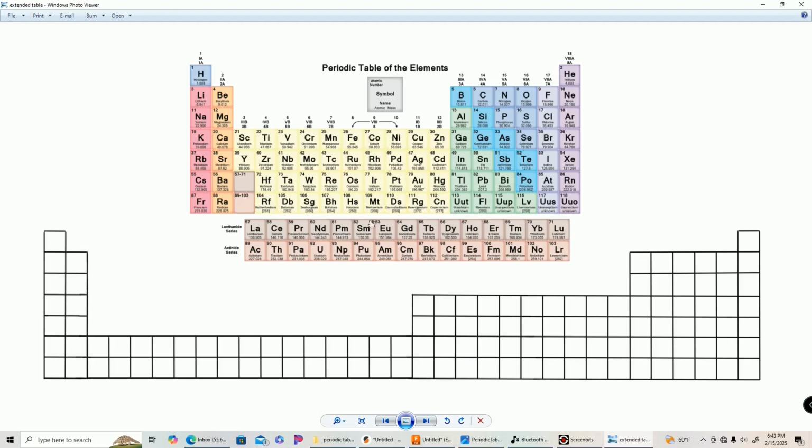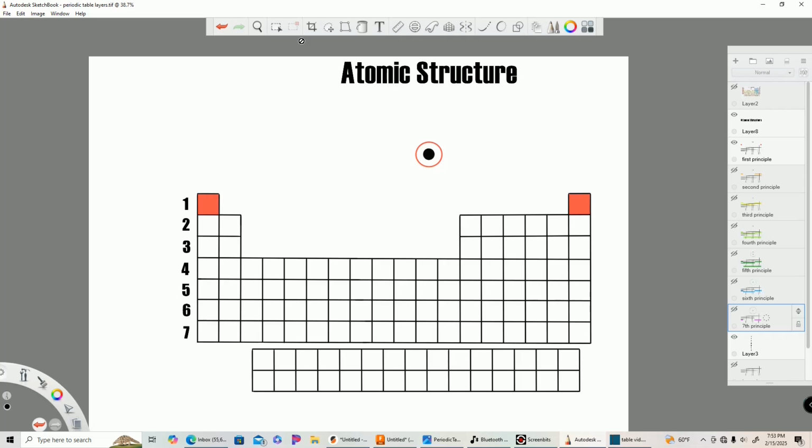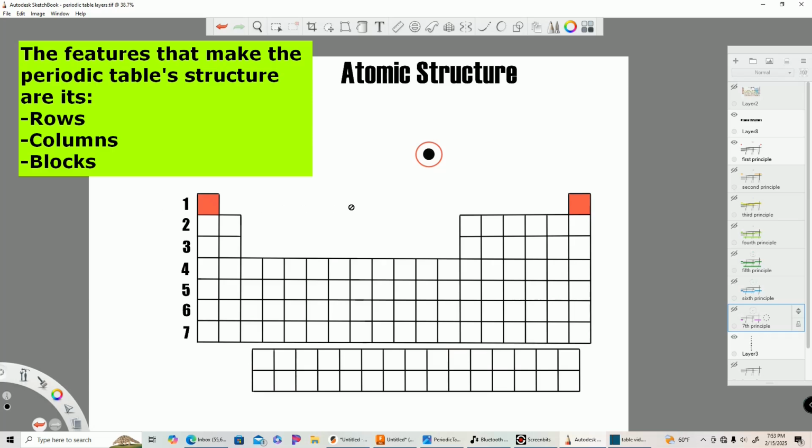But you pretty much always see the periodic table in this format right here, and that's because it's not as long and it's a lot easier to put into documents like 8.5 by 11 or on a computer screen. So the point of this lesson is to determine an element's atomic structure based on its position in the periodic table. And in order to do that, you need to be familiar with the structure of the periodic table, which I said earlier has three features: the rows, the columns, and these segmented blocks.